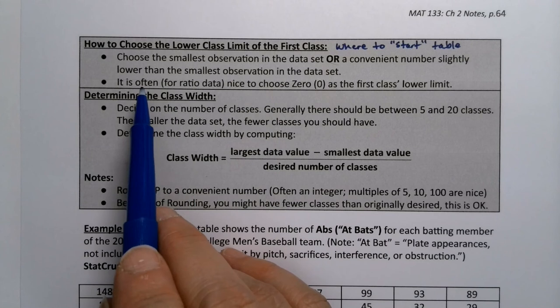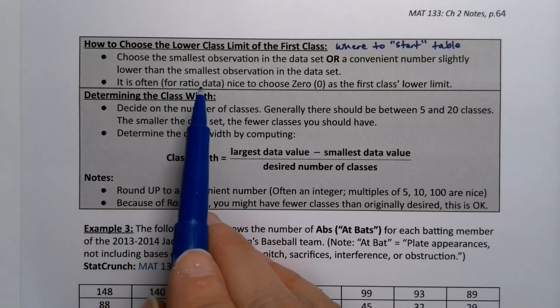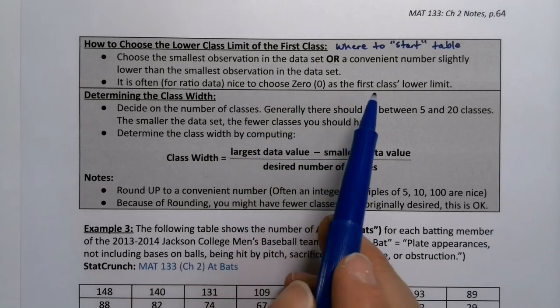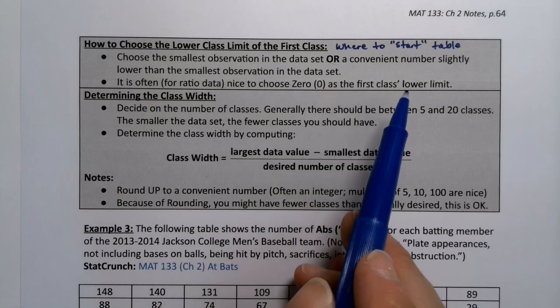Now that said, if it's a really low number for your minimum, and if it's ratio data, it's often nice to choose 0 as your first class's lower class limit. So that's pretty frequently common that we will do that.